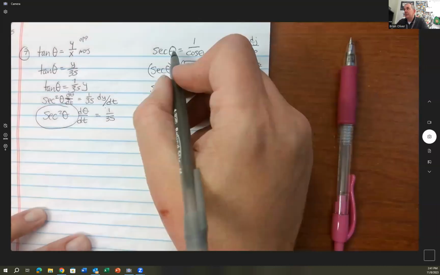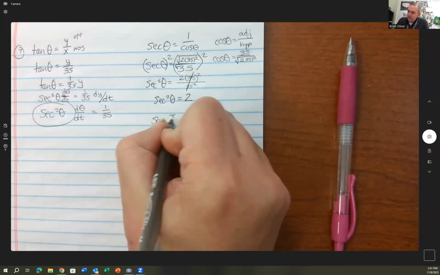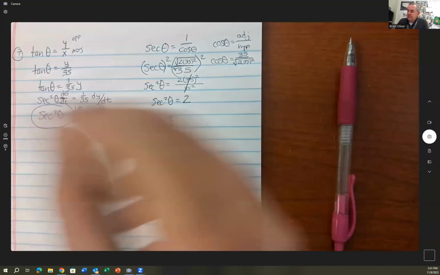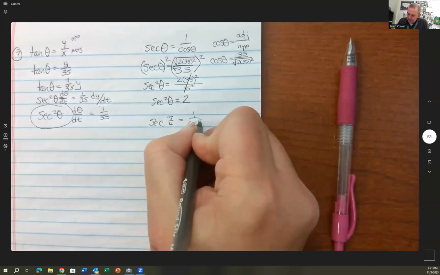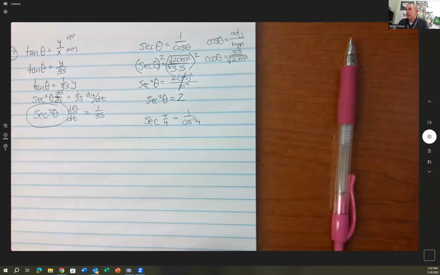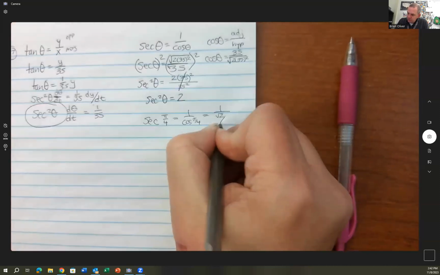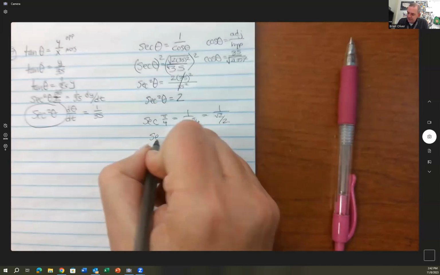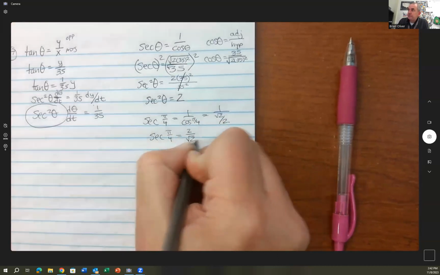So what I could have done is I could have made theta equal pi over 4. I could say secant pi over 4. And when I do secant of pi over 4, that's going to be 1 over cosine pi over 4. From our unit circle, cosine of pi over 4 is root 2 over 2. So that tells me that the secant of pi over 4 is a reciprocal. It's 2 over root 2.